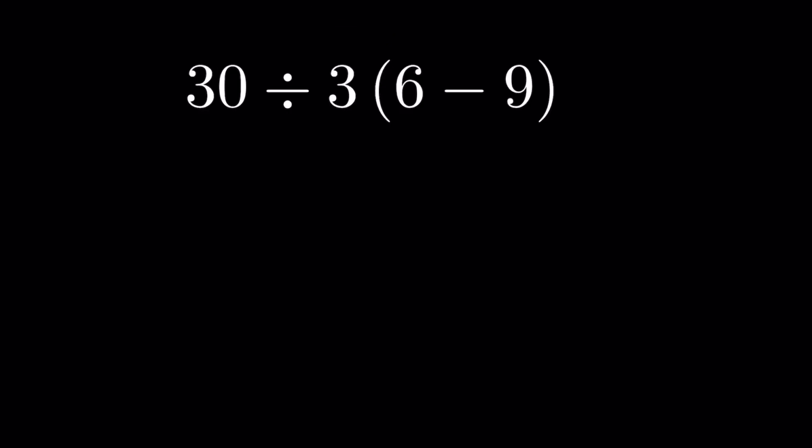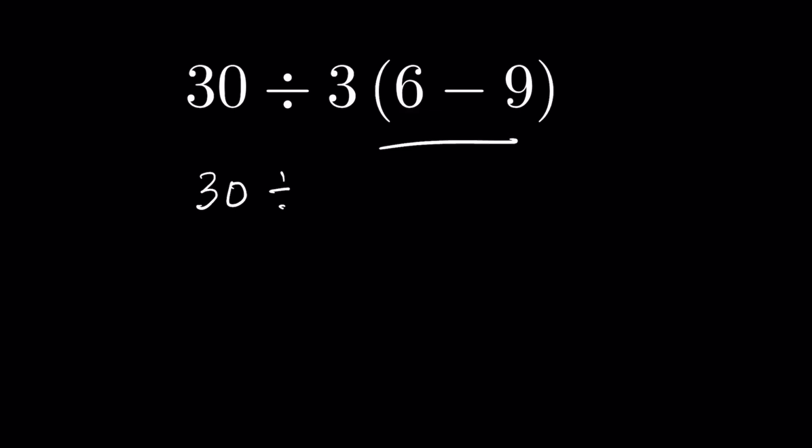Now let's take another example to better understand the left to right rule. Consider this example: 30 divided by 3 parenthesis 6 minus 9. Now in this question, we first do the parenthesis. 6 minus 9 will be a negative number. Why? Because we cannot subtract 9 from 6.